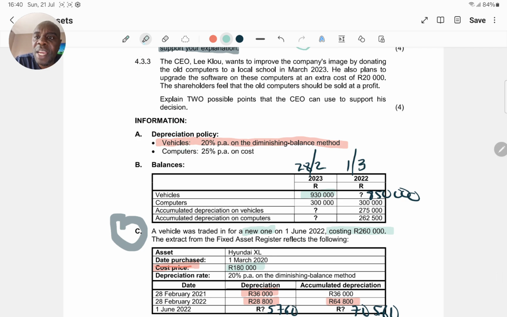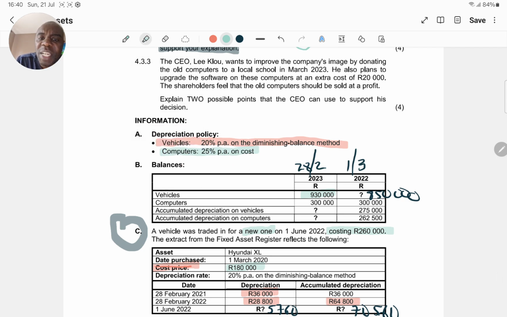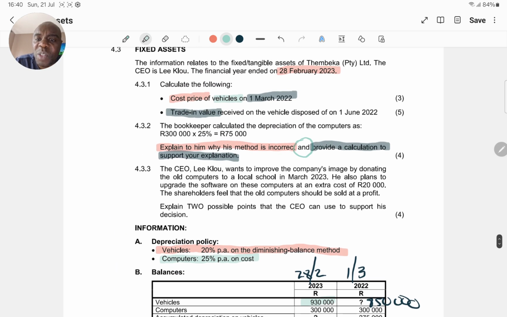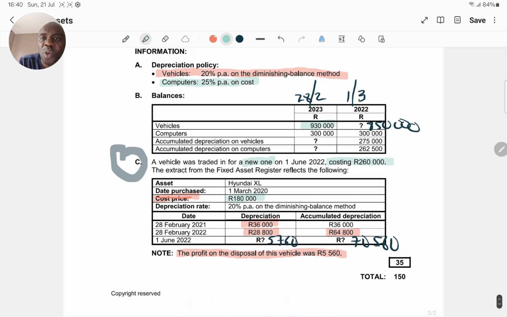Additional information A tells us how depreciation is to be calculated. On computers, we are calculating 25% on cost. Is the 300,000 correct? Yes, it is correct, because from the information we are told, the cost of the computers was 300,000. There was no addition, there was no disposal.